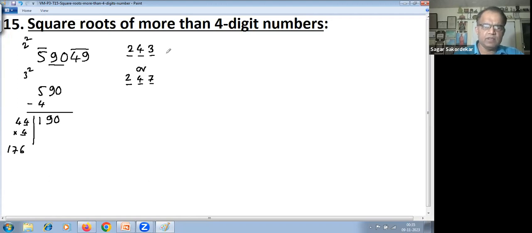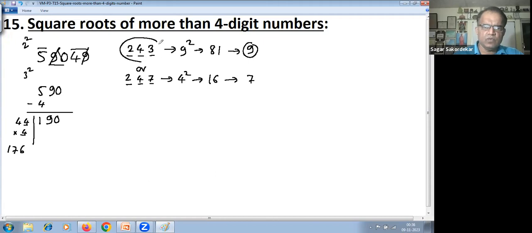Now to find out which is correct, you have to make use of the digit sum. 2 plus 4, 6 plus 3, 9, and here 2 plus 7 is 9, so the answer of the digit sum is 4. Then take the square. 9 square is 81, 4 square is 16. So the digit sum of 81 is 9 and 16 is 7. Now find out the digit sum here. 9, sorry, 9 9 cancelled. 5 plus 4 is 9. So it matches here, and so the answer is 2 4 3.